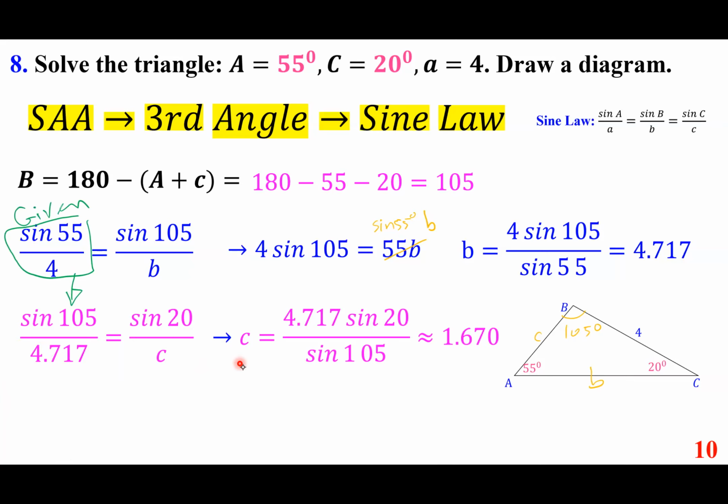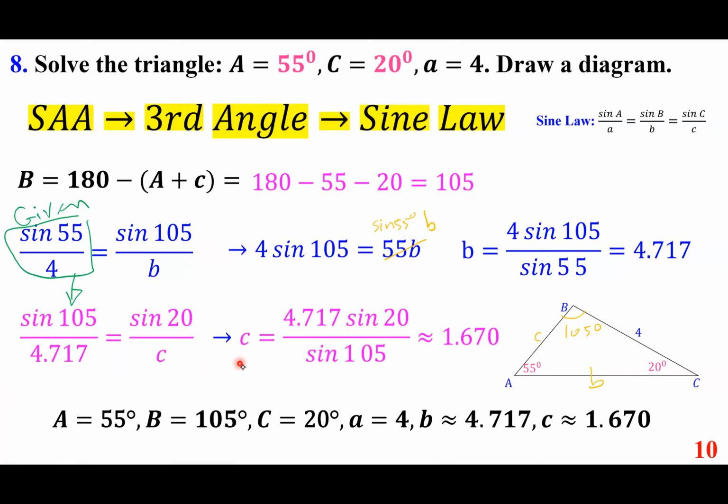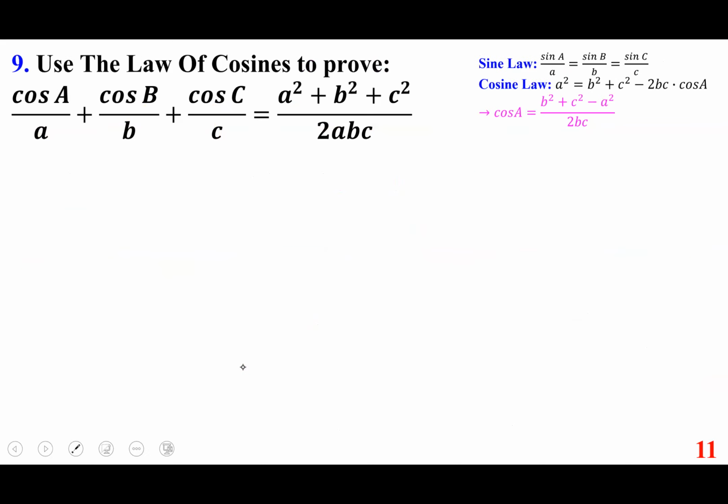And here's the summary of everything we found. Use the law of cosine to prove cosine A over a, cosine B over b, cosine C over c. They add up to a squared plus b squared plus c squared over 2abc. And we have the sine law, we have the cosine law, and we have cosine A here.